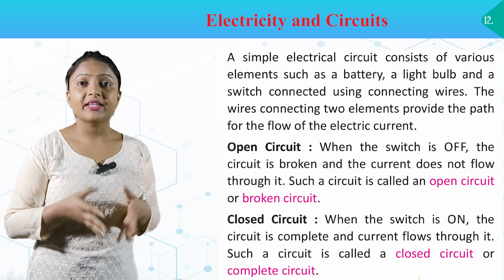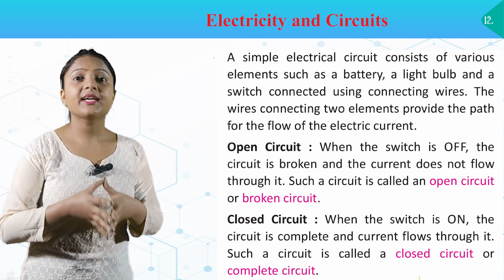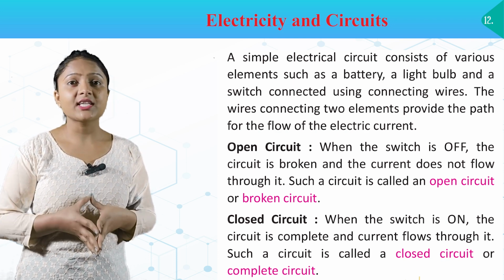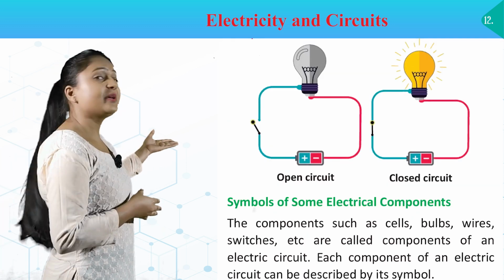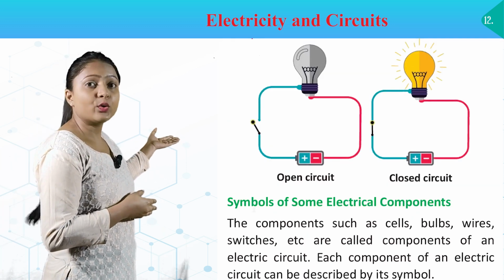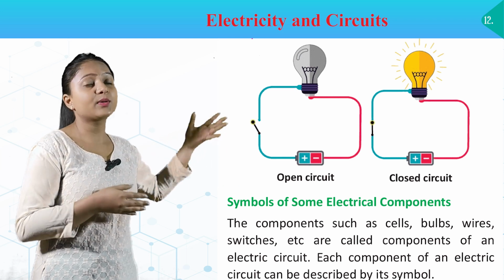Closed circuit. When the switch is on, the circuit is complete and the current flows through it. Such a circuit is called a closed circuit or complete circuit. In this image, you can see an open circuit and the other one is a closed circuit.